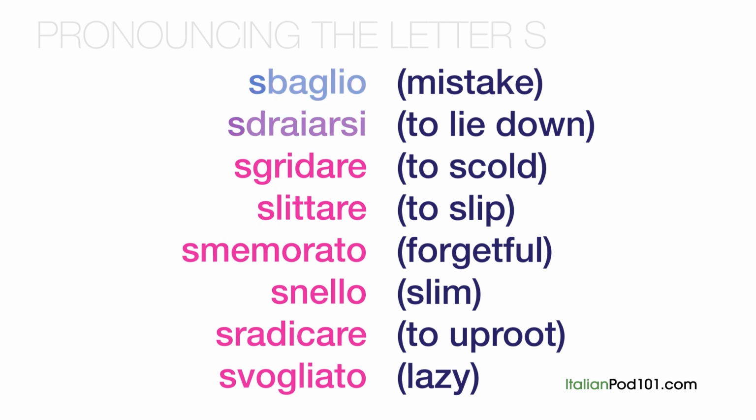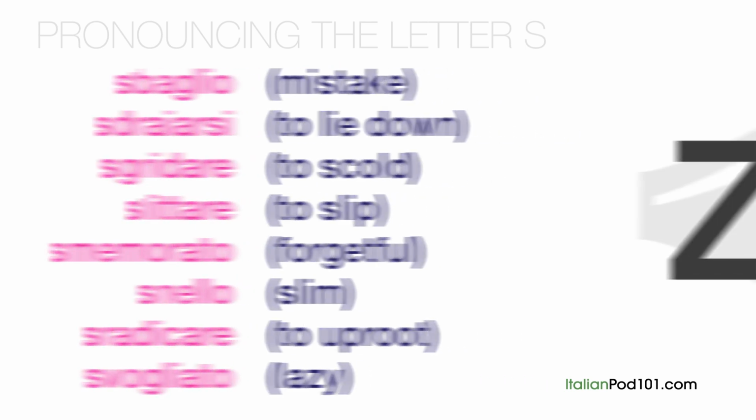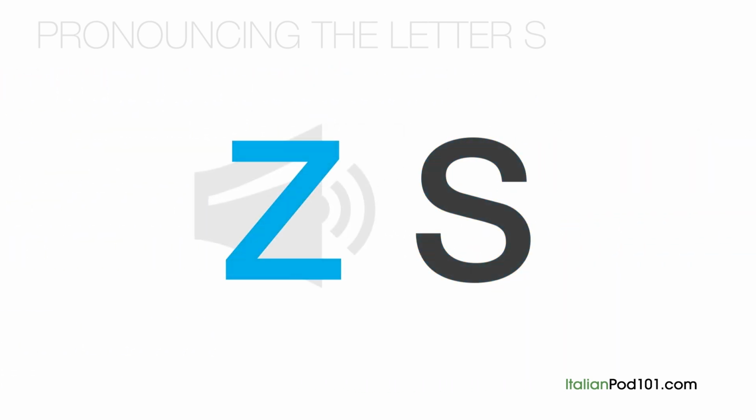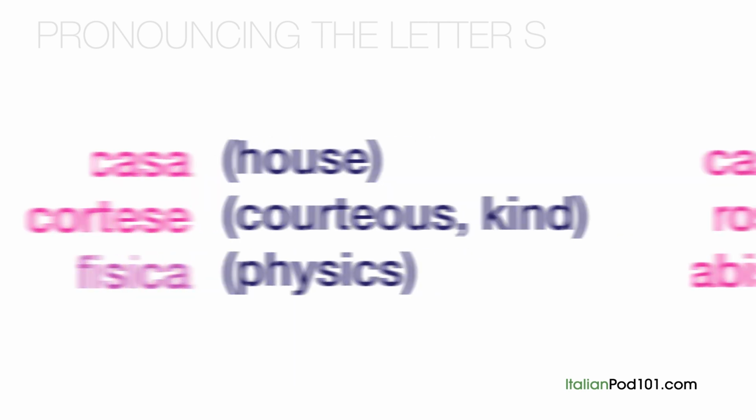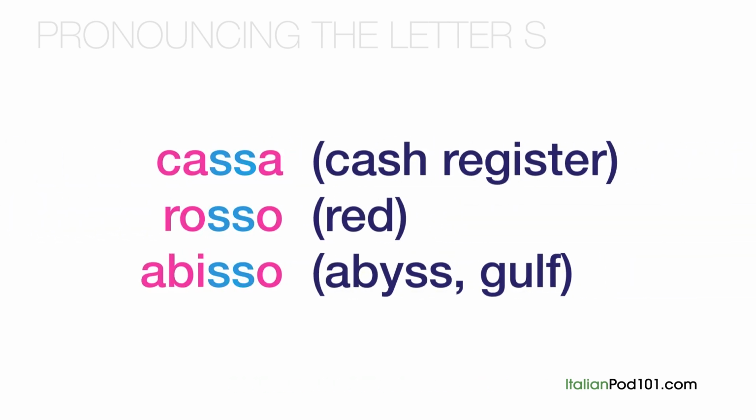Sbaglio. Sdraiarsi. Sgridare. Slittare. Smemorato. Snello. Sradicare. Svogliato. S can also take on a Z sound when it appears between vowels. Casa. Cortese. Fisica. Finally, whenever you have a double S, you need to say it with more emphasis.